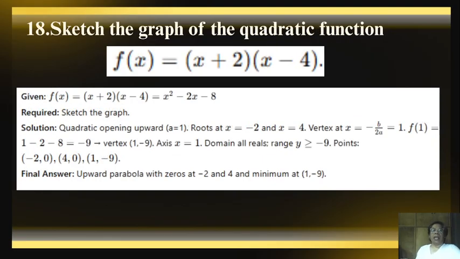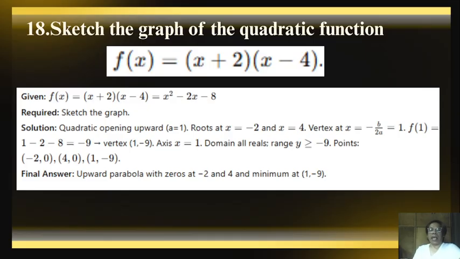Number 18 is sketch the graph of the quadratic function. A function of x equals x plus 2 times x minus 4, and that is the same as a function of x equal to x squared minus 2x minus 8. We are asked to sketch the graph. The graph is quadratic and opens upward, where a is equal to 1, with roots at x equal to negative 2 and x equal to 4.